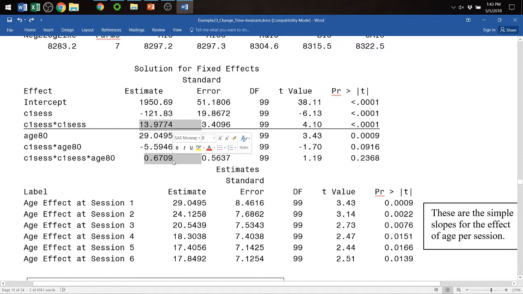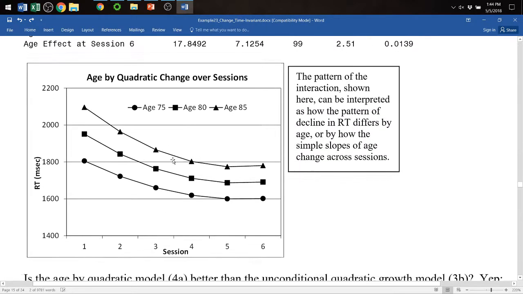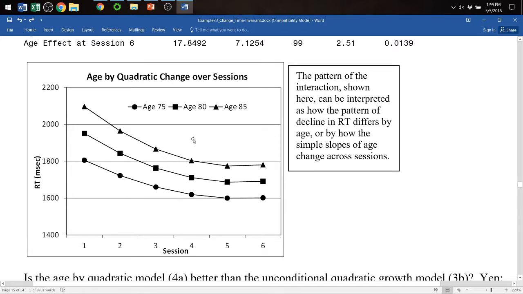And it can be even more helpful than finding words to make a picture. So here's my picture. I made it in Excel. The Excel sheet I used is in your download packet. So I created predicted trajectories for a 75-year-old, an 80-year-old, and an 85-year-old. So the reference trajectory given by the model fixed effects for the intercept and time are the squares.